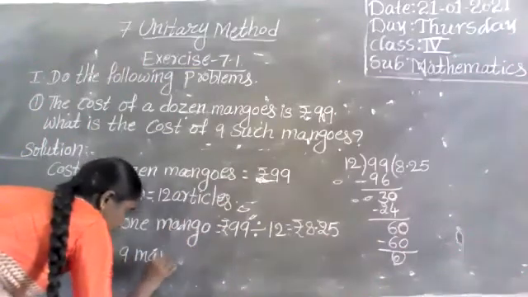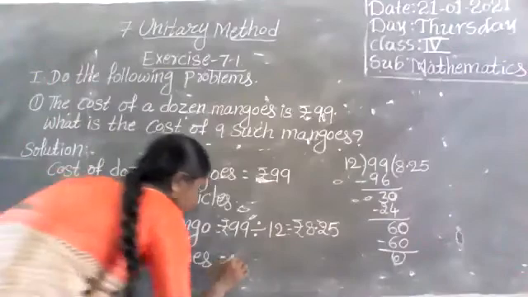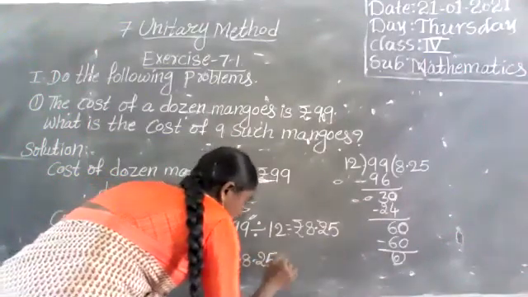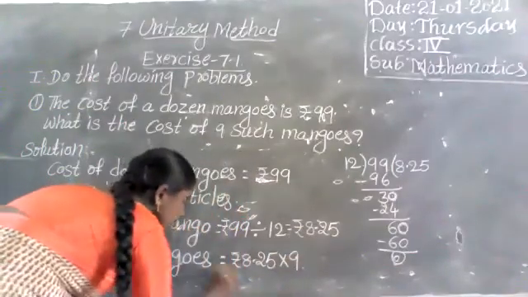Cost of 9 mangoes. 8 rupees 25 paise into 9. Do the multiplication.